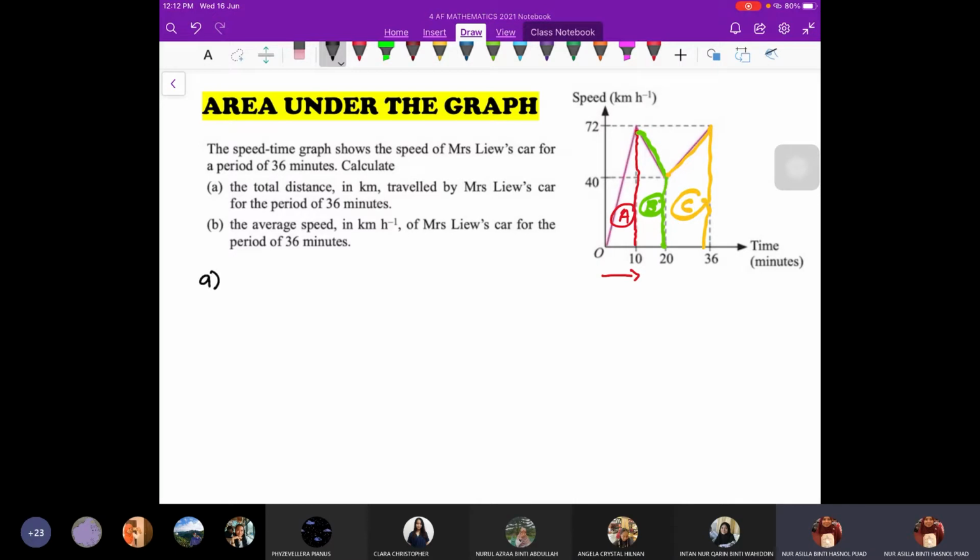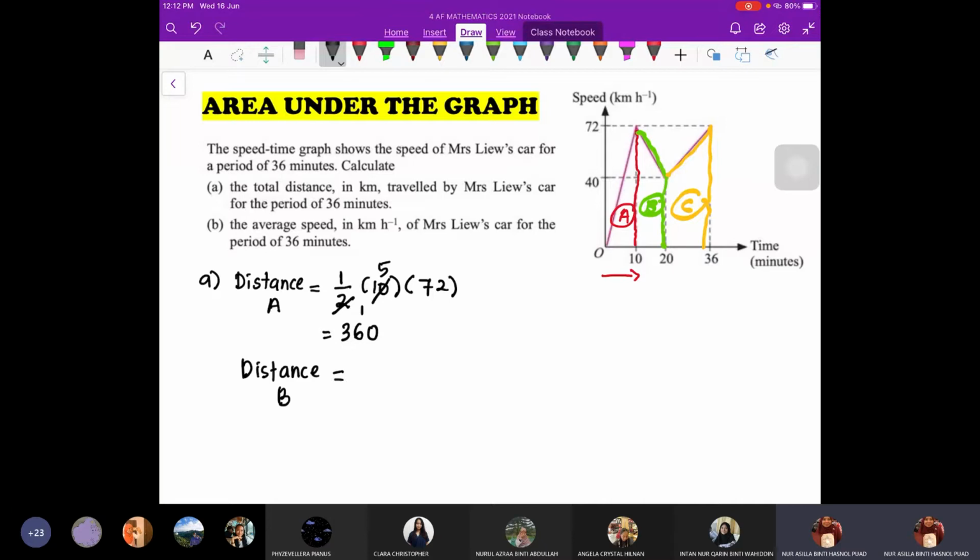So A, total distance. You cari dulu distance A. Use this. So triangle 1/2, 0 until 10. So letak je 10 times height dia will be 72. Okay, jadi ni 5. So 72 times 5 will give you 360. Okay, so baru A.